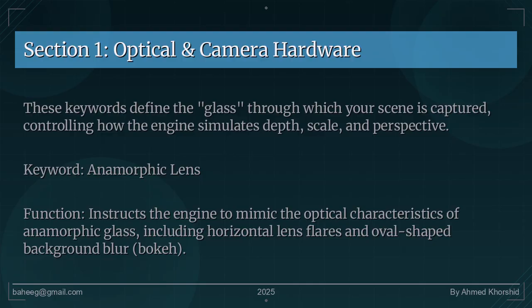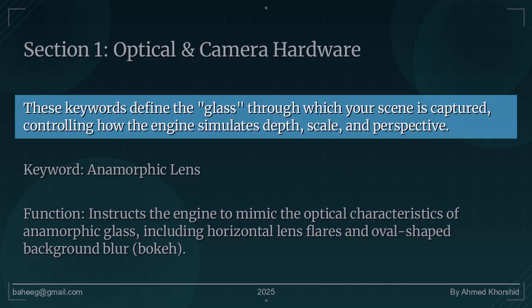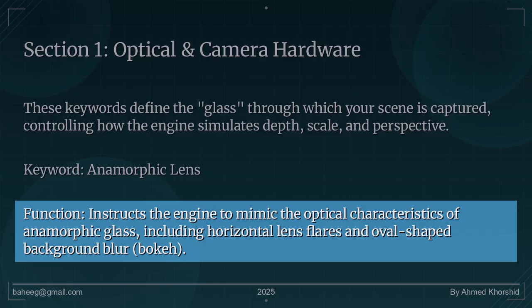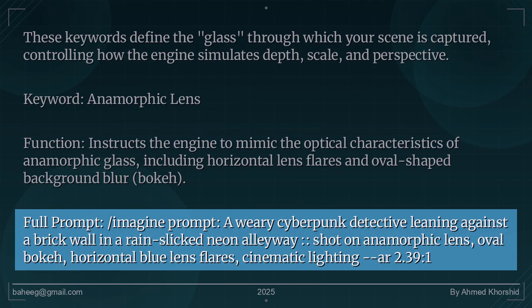Section 1. Optical and Camera Hardware. These keywords define the glass through which your scene is captured, controlling how the engine simulates depth, scale, and perspective. Keyword: anamorphic lens. Function: instructs the engine to mimic the optical characteristics of anamorphic glass, including horizontal lens flares and oval-shaped background blur, bokeh. Full prompt: /imagine prompt: a weary cyberpunk detective leaning against a brick wall in a rain-slicked neon alleyway, shot on anamorphic lens, oval bokeh, horizontal blue lens flares, cinematic lighting --ar 2.39:1.